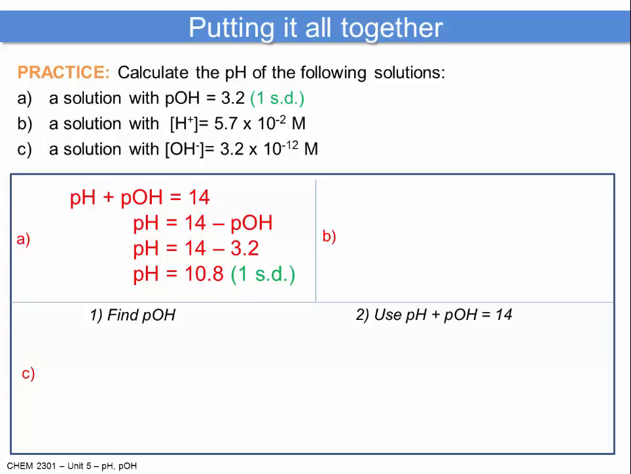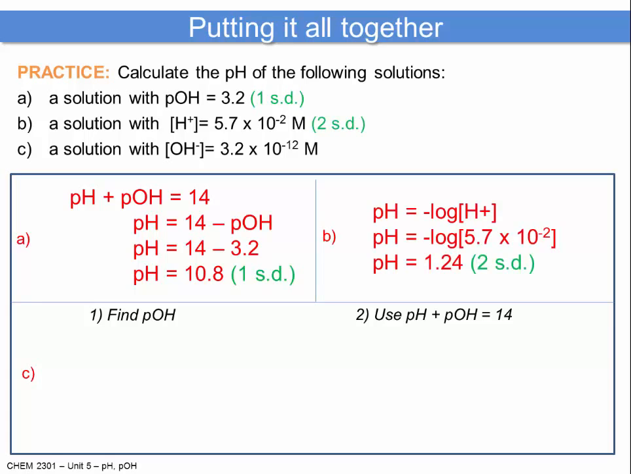For the solution where we're given the hydrogen ion concentration, the pH is the negative log of the hydrogen ion concentration. We had two significant digits in the 5.7, and so we need two significant digits for the pH, but in that case it's after the decimal place.